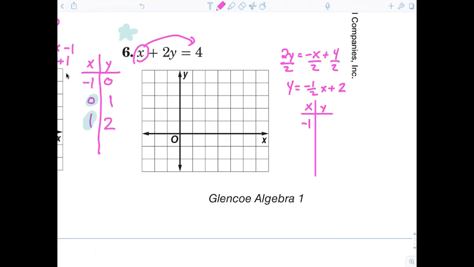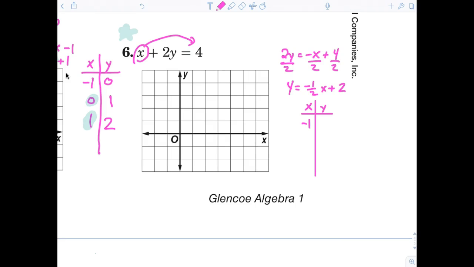Not negative 1/2. What should I use? Why do you put a number there? How do you get the first number there? That's what we're talking about right now.